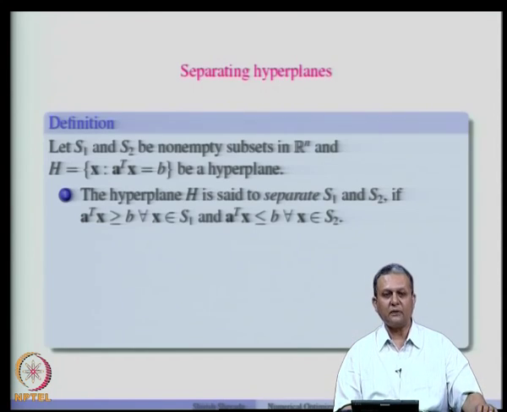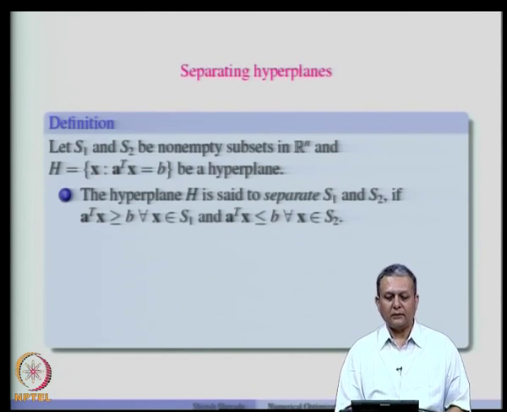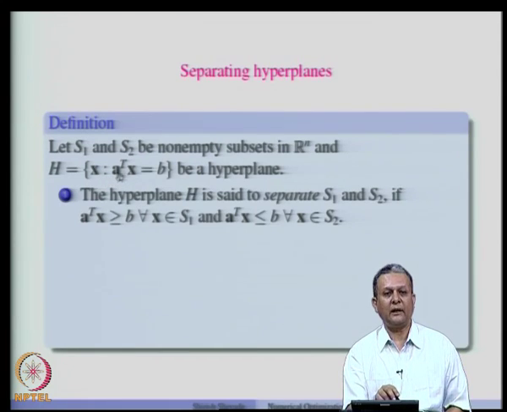So, we will see more about this separating hyperplane now. Let us consider two non-empty subsets in Rn. Let us call them S1 and S2, and let H be a hyperplane, which is a set of points x such that A transpose x equals B. We saw in the last class that A is normal to the hyperplane. Now, the hyperplane H is said to separate S1 and S2 if A transpose x is greater than or equal to B for all x in S1 and A transpose x is less than or equal to B for all x in S2.